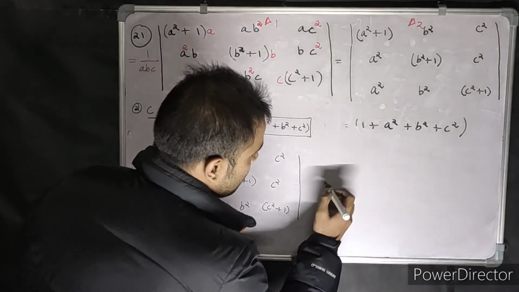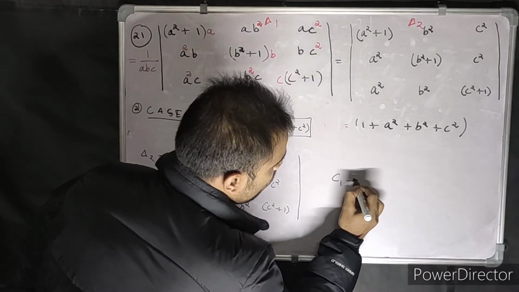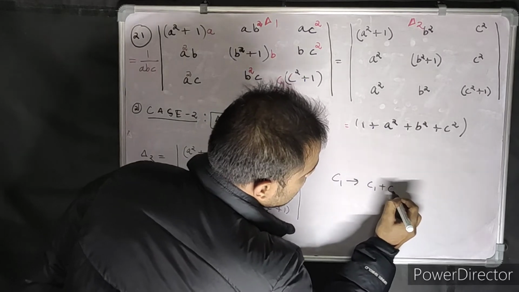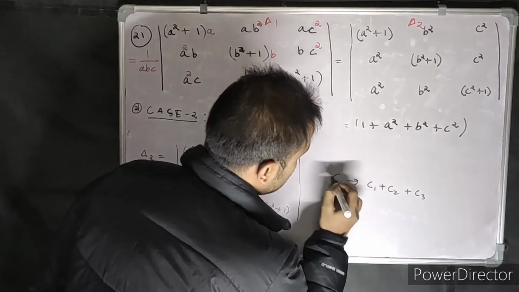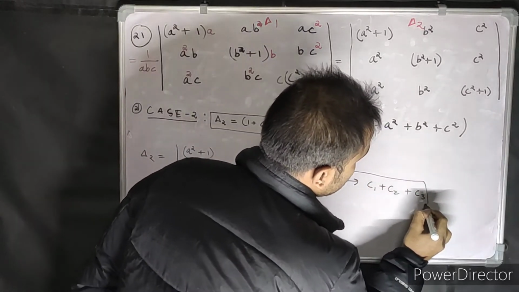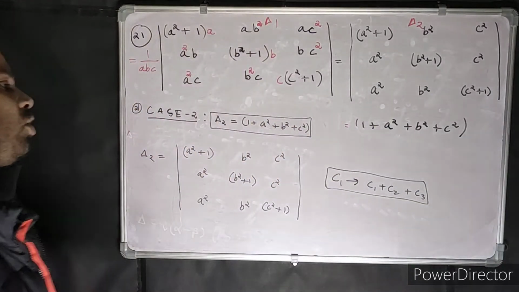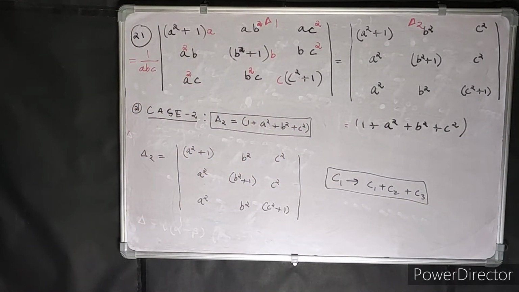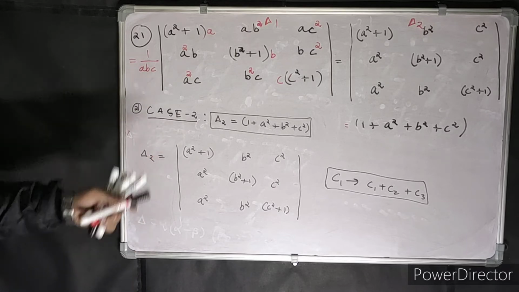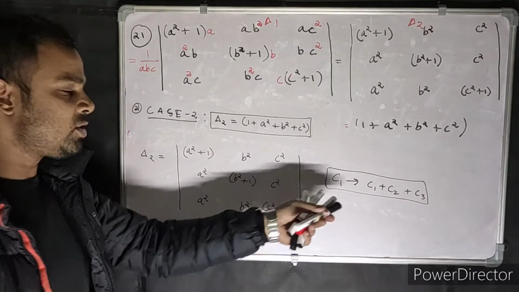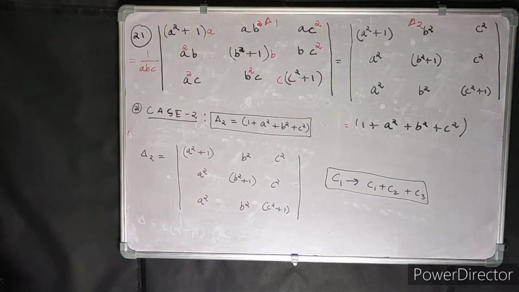So the next step is to write the operation. Column 1 tends to column 1 plus column 2 plus column 3. You have to add the 3 columns and then you're going to get the answer. So what do I do? So that's your operation. Okay, let's write it over here.